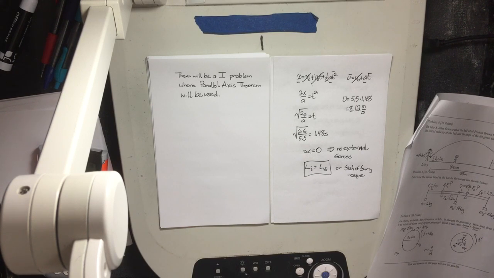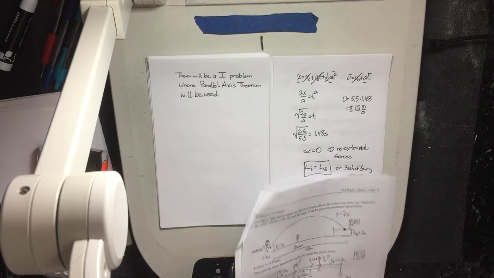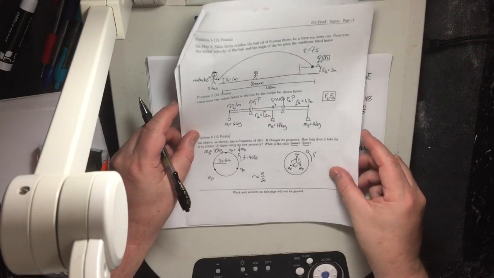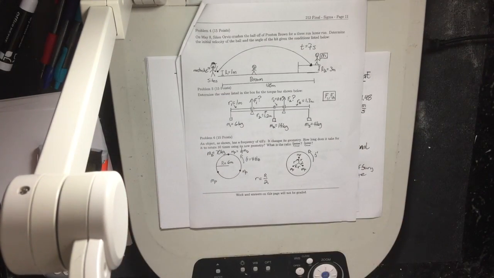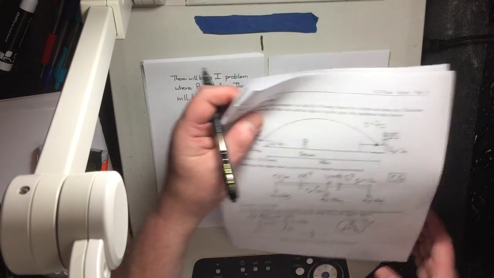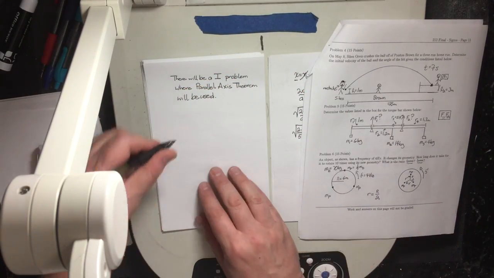Yes? Work number 6? Okay, we can work number 6, since we still have 15 minutes. All right, in number 6, something is rotating at a frequency of 4 hertz. It changes its geometry, and then I ask, how long does it take for it to rotate using its new geometry? So the big question is, you've got to get the moment of inertia for each of these correct.